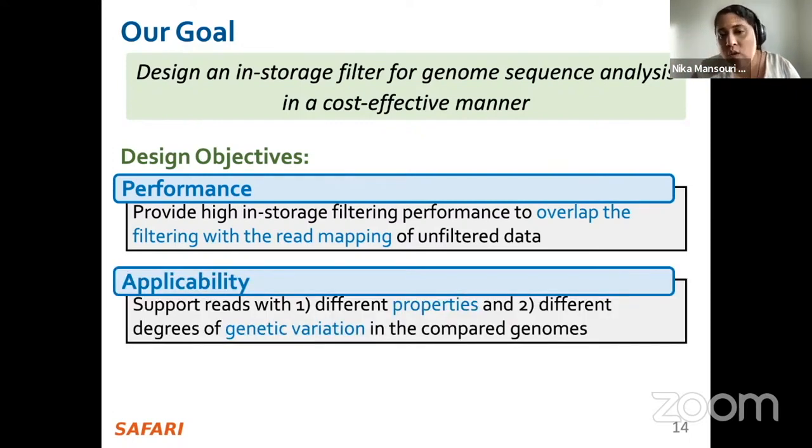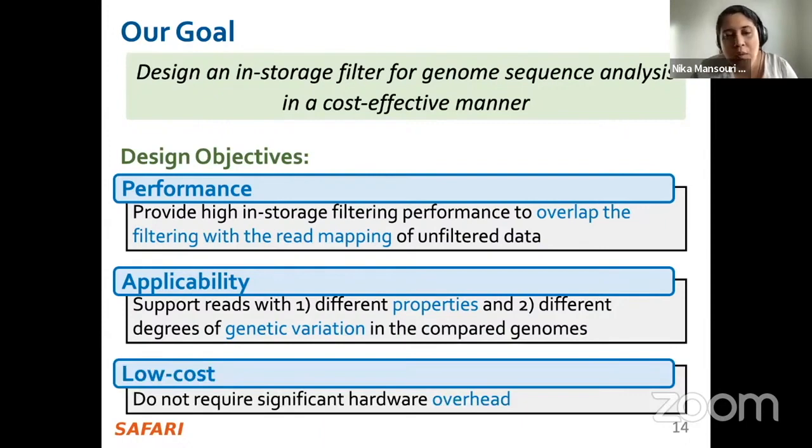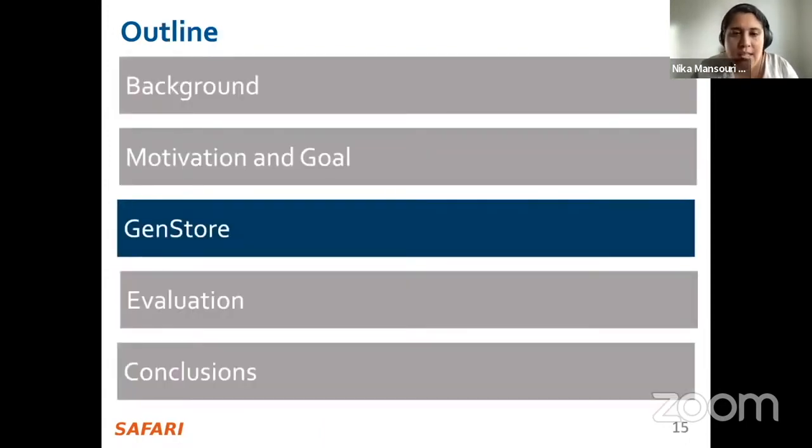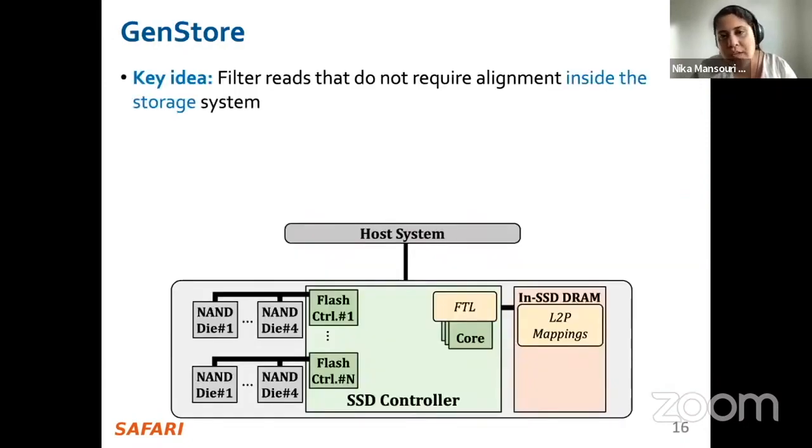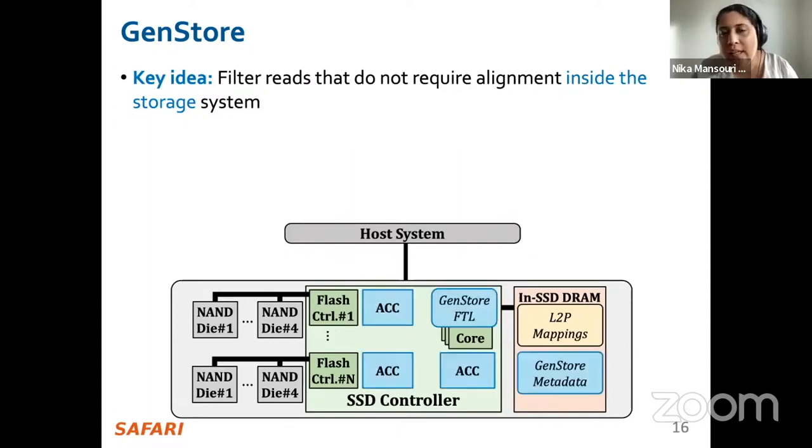Second, the design should support reads with different properties and different degrees of genetic variation. Third, it should not require significant additional hardware overhead. So to this end, we propose GenStore, which is the first in-storage processing system designed for genome sequence analysis. And our key idea is to filter reads that do not require alignment inside the storage system and send the unfiltered data to the host system for further processing.